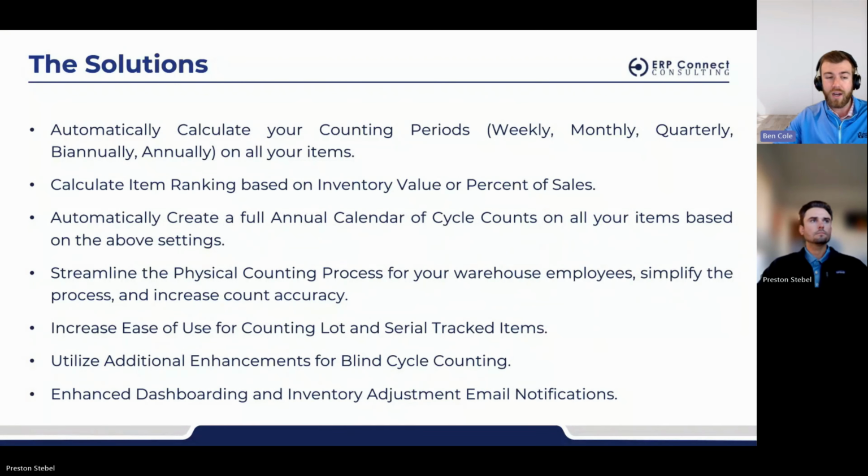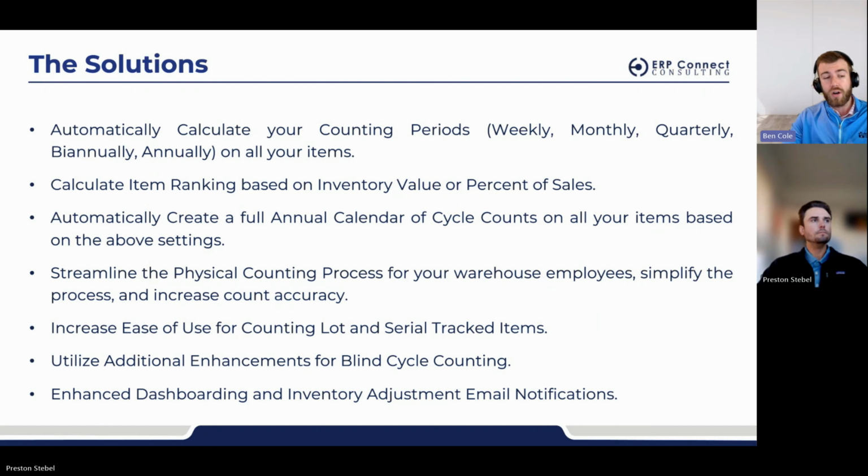So calculating the item rank, you can choose whether you want to do this on the inventory value, so how much inventory you currently have in the system, dollar value, or the percentage of sales. So you can either say, give me my top 20 items, let's say 20% of items based on their inventory value, or give me the top 20% of items that we've sold in the last 12 months.